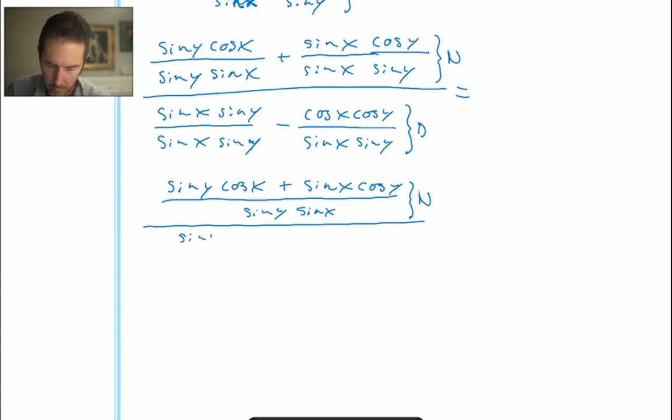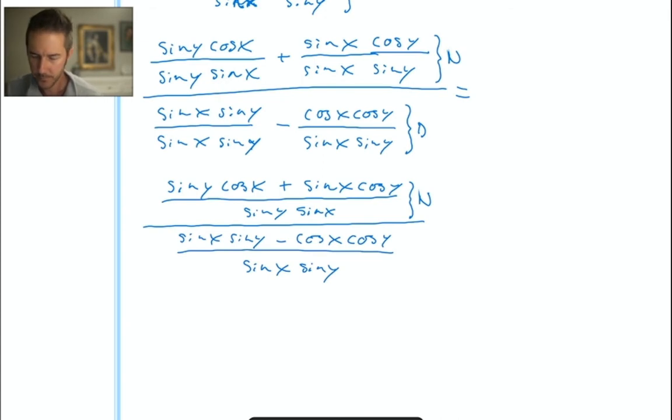In the denominator, we will write these two numerators separated by a minus sign, all divided by their common denominator. So we have sine x sine y minus cosine x cosine y, all divided by the common denominator of the big denominator, which is sine x sine y. Big denominator, whole fraction equals, hopefully equals the right-hand side. In the numerator we have a fraction, in the denominator we have a fraction. So we have a fraction being divided by a fraction.